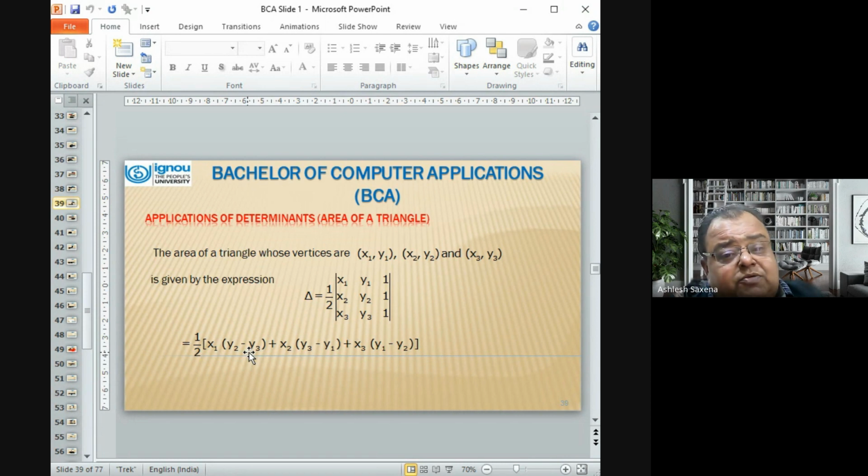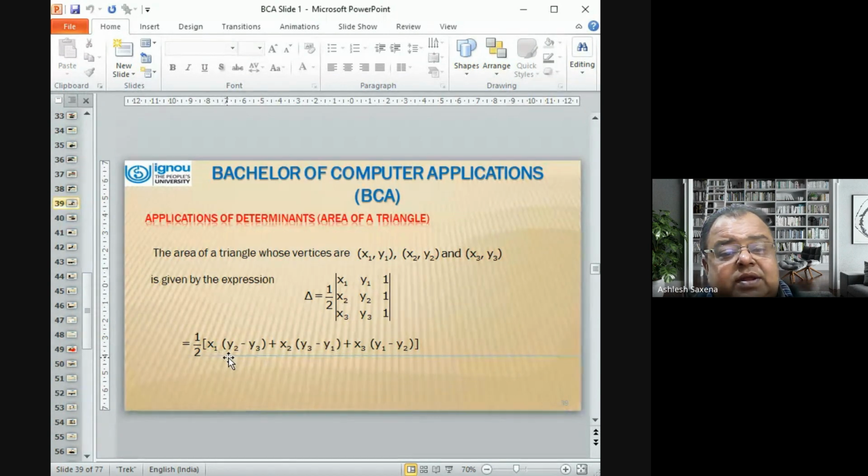So here what we are supposed to do, this is the standard formula. Delta is equal to 1 by 2, determinant x1, y1, 1. In the third column, it will be 1. It has to be converted into a 3 by 3 matrix. So it will become x1, y1, 1, x2, y2, 1, x3, y3, 1. As per the norms, you have to open it. And after opening it, that means after solving this, you will get this.